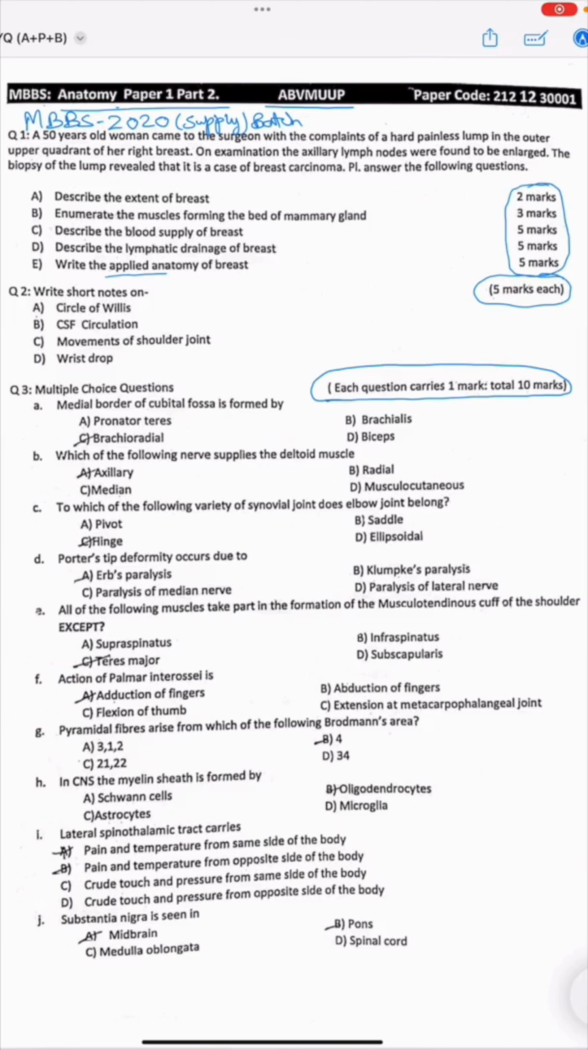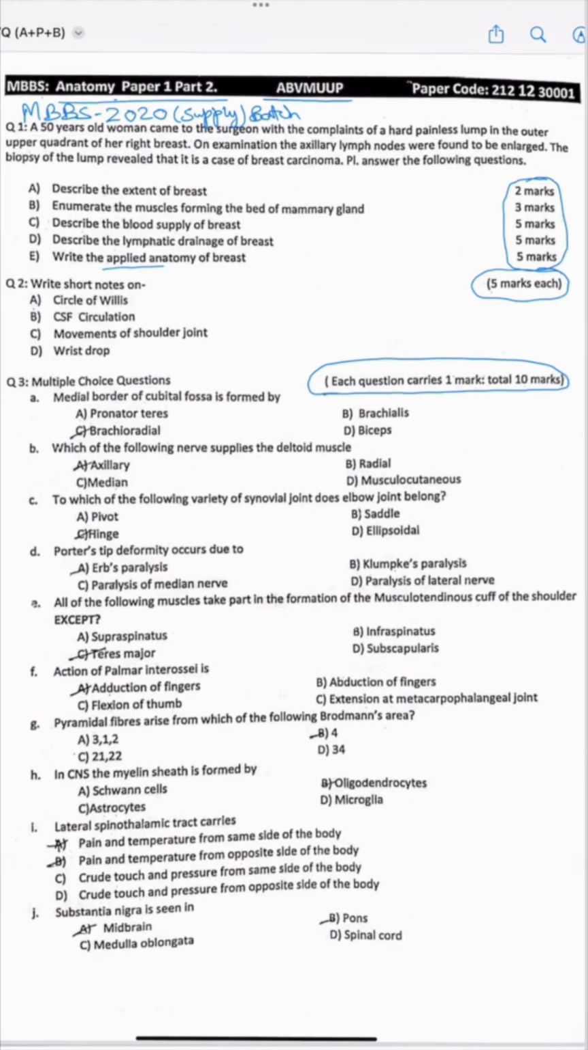But let me tell you again that this is not a clinically oriented question. Even if they had not written the paragraph above, your answers to these questions would remain the same. So I think this is not a properly framed clinically oriented question, because they shouldn't have mentioned the diagnosis. It should have been a part of the question to describe the diagnosis.